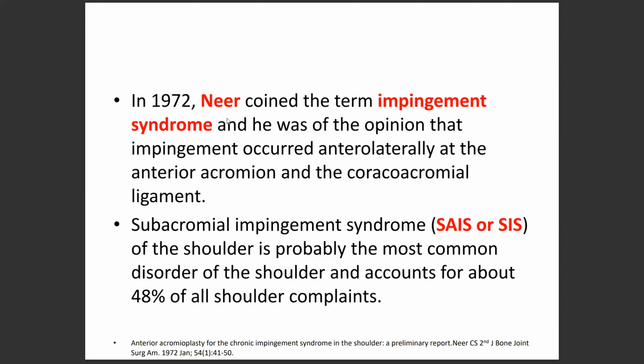Then in 1972, Neer coined the term impingement syndrome, and he was of the opinion that impingement occurred anterolaterally at the anterior acromion and the coracoacromial ligament. Subacromial impingement syndrome, known as the SIS shortly, of the shoulder, is probably the most common disorder of the shoulder and accounts for about 48% of all shoulder complaints, according to that study reported in 1972 by Neer.